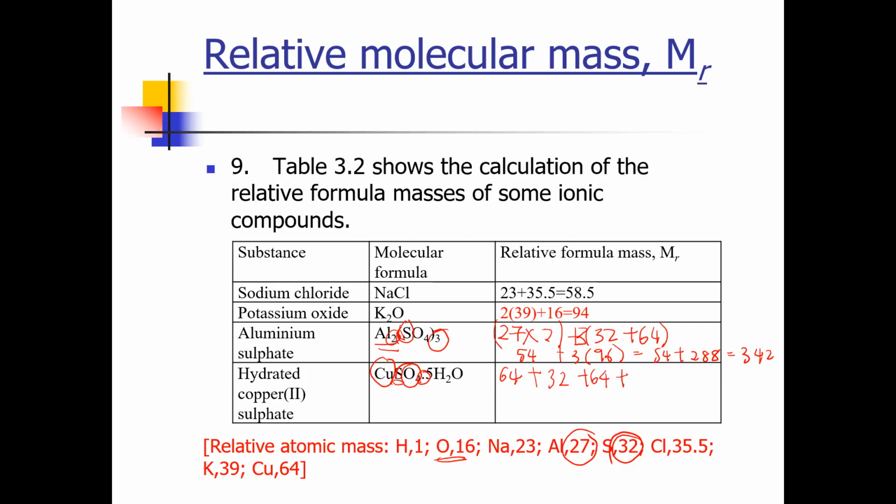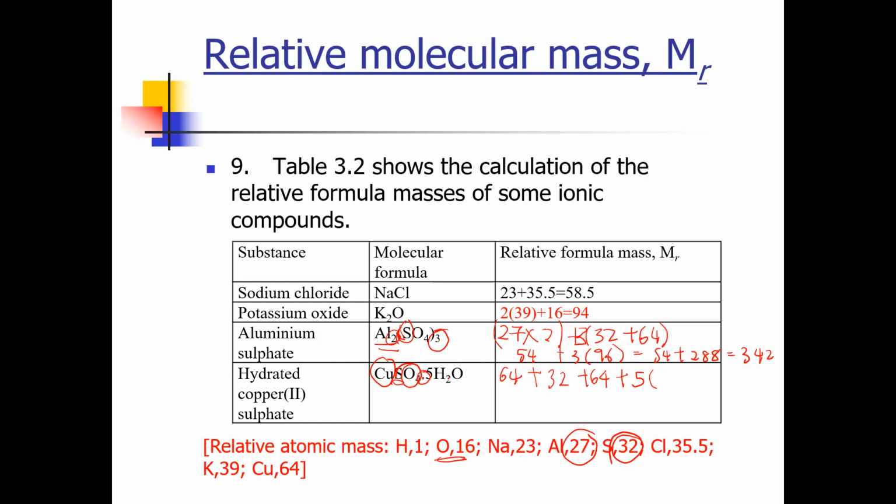Okay, now you see the dot here. The dot is actually plus. And then you see the 5. Teacher puts 5 straight away. And then I'm going to bracket whatever water there is. Water is H2O. Straight away, give me the relative molecular mass of water. What is the relative molecular mass of water?